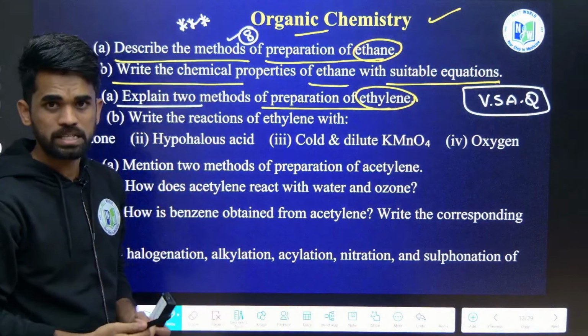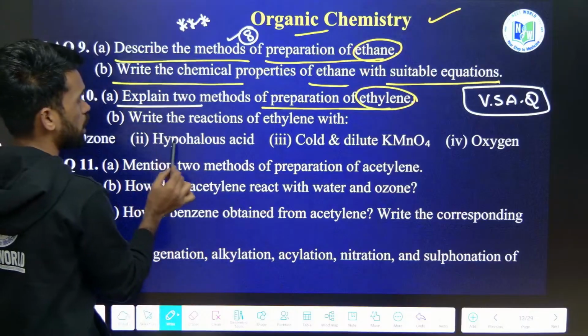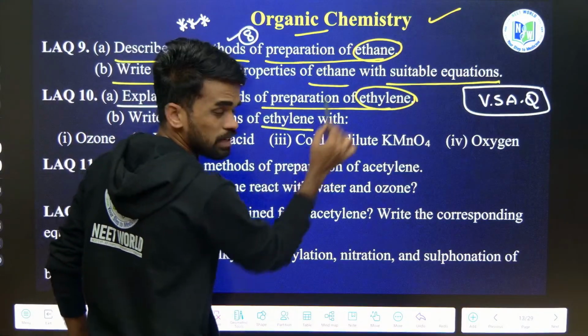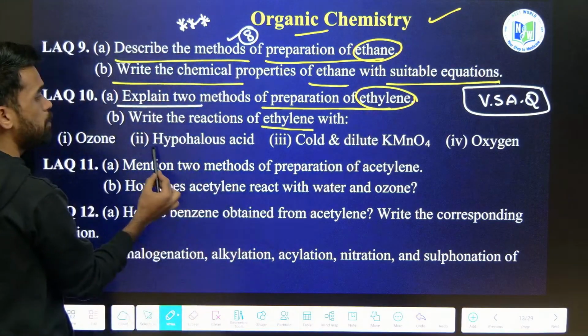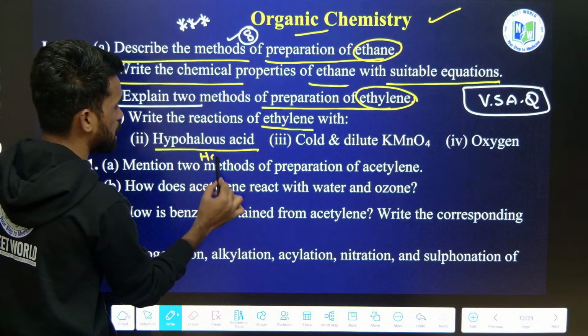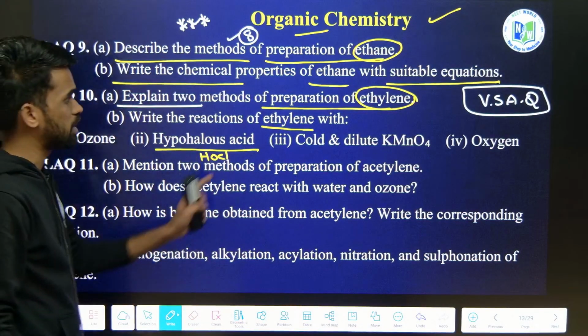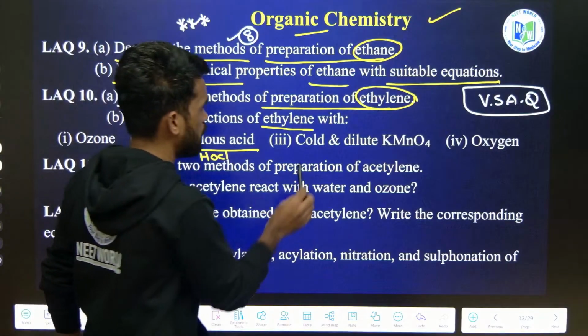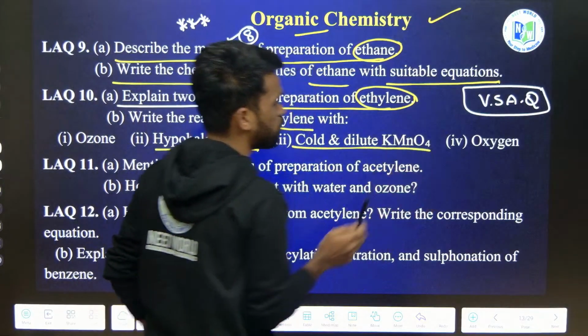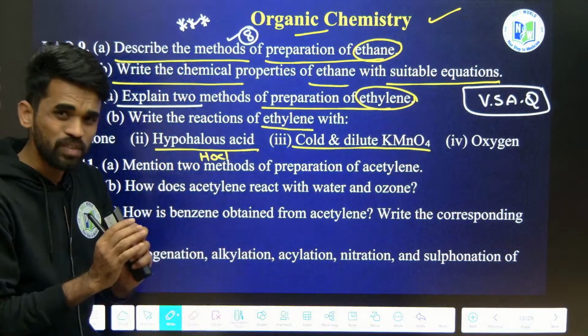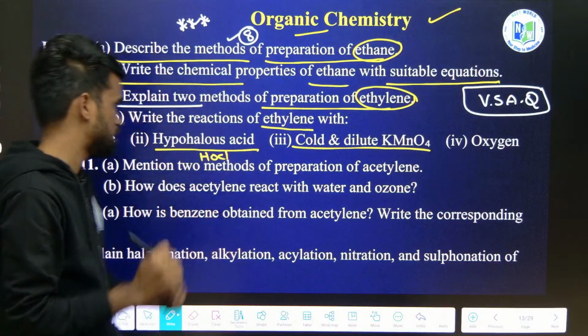They are asking how we prepare ethene. Okay, so write the reactions of ethene, like ethene with hypochlorous acid, HOCl, how this HOCl will react with ethene, and how cold dilute KMnO4 reacts with ethene. They are very simple. I am going to explain everything, just stay connected.